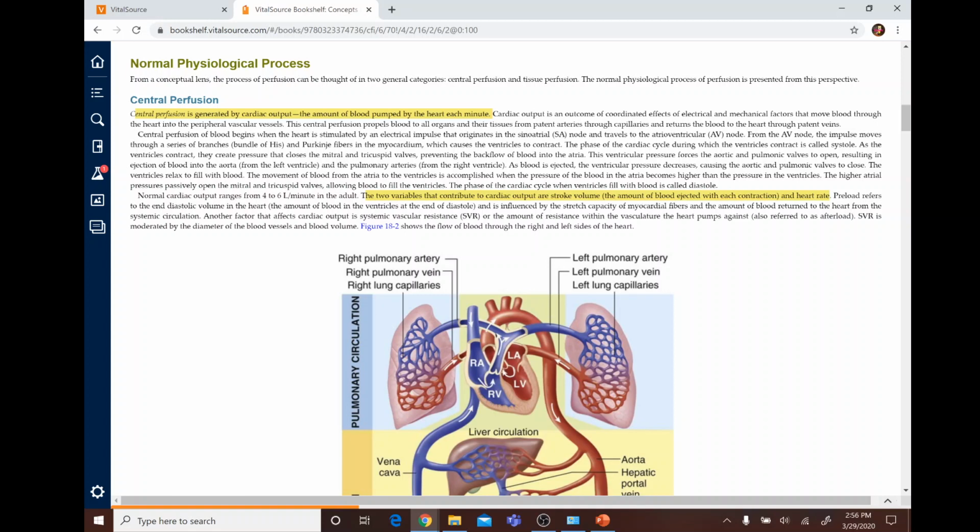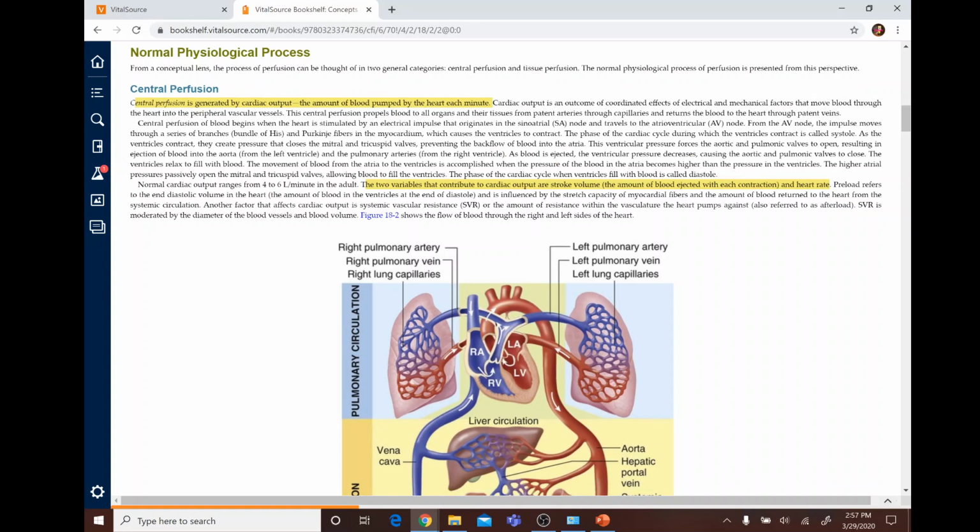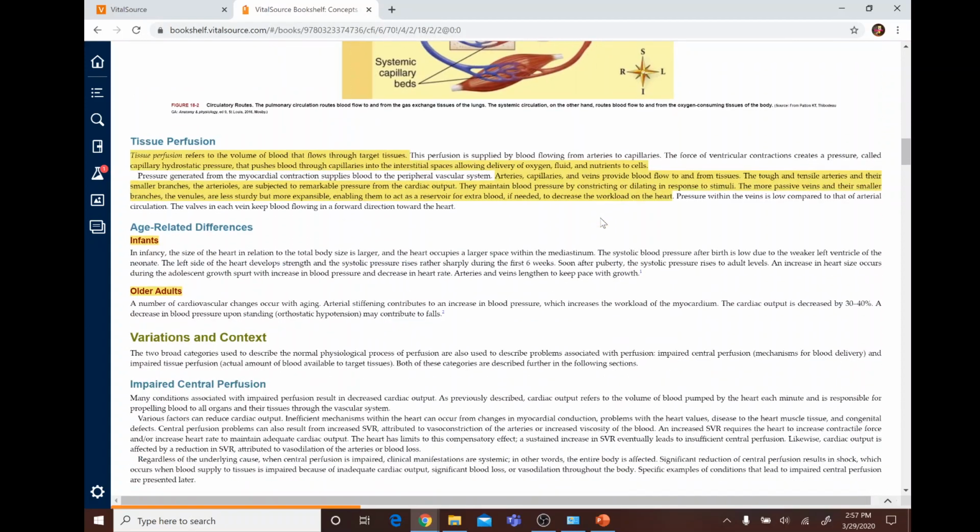and then from the AV node, the impulse moves through a series of branches that hit the bundle of His and Purkinje fibers in the myocardium, which causes the ventricles to contract, which is what is called what? Systole. Duh. So there are two variables that contribute to cardiac output. They are stroke volume and heart rate. It's just some things that we got to know.